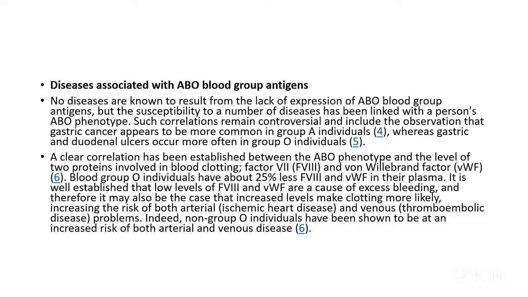Blood group O individuals have about 25% less factor 8 and von Willebrand factor in their plasma. It is well established that low levels of factor 8 and von Willebrand factor are a cause of excess bleeding, and therefore it may also be the case that increased levels make clotting more likely, increasing the risk of both arterial, which is ischemic heart disease, and venous, which is thromboembolic disease problems. Indeed, non-group O individuals have been shown to be at an increased risk of both arterial and venous disease.